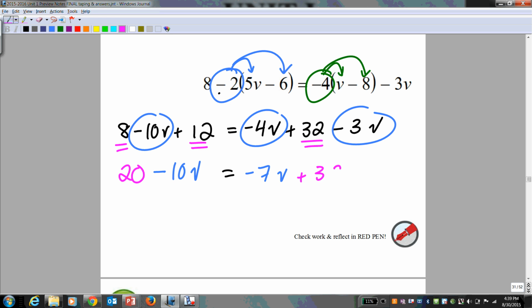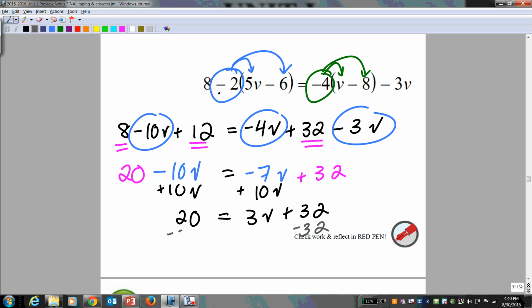plus 32. I get my variables on one side, my numbers on the other. So we have 20 equals, that's 3v plus 32. We're going to minus 32. And cancel. I'm going to bring this up here. That's going to be -12 equals 3v. Divide by 3. And we have our variable, v equals -4. Double check your work.